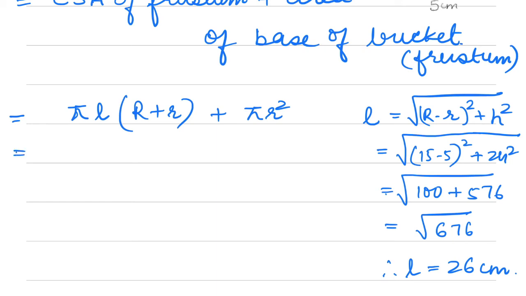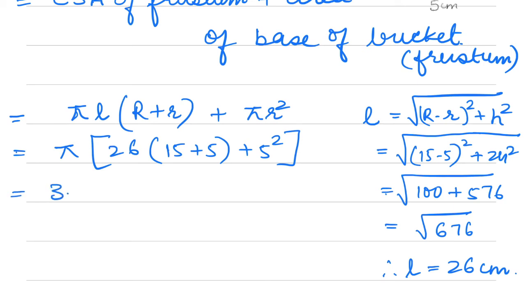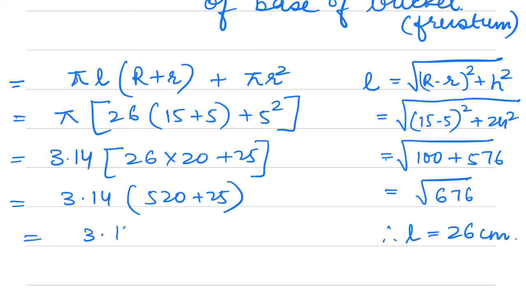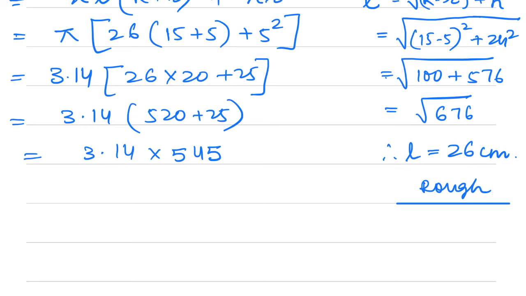Now let's substitute in this formula. Pi we can take common, and L is 26, and R plus r is 15 plus 5, plus 5 square. Now we need to take pi as 3.14 as it is given in the question, and this is 26 into 20 plus 25. This is equal to 3.14 into 520 plus 25. So this becomes 3.14 into 545. Here is a little bit of rough work.